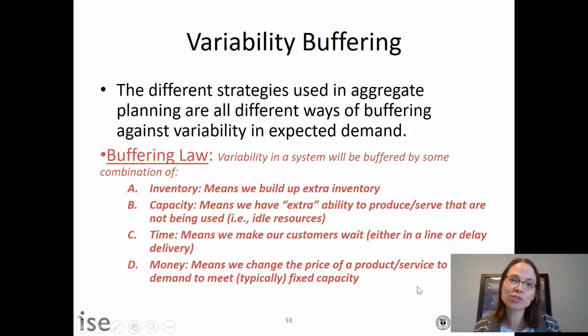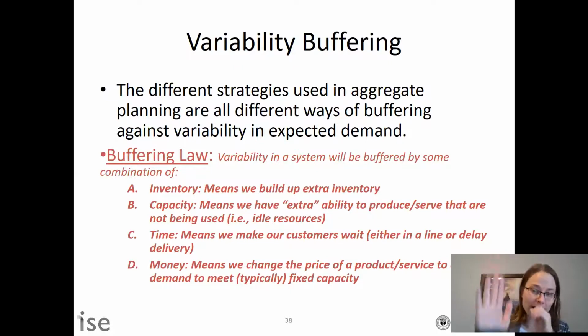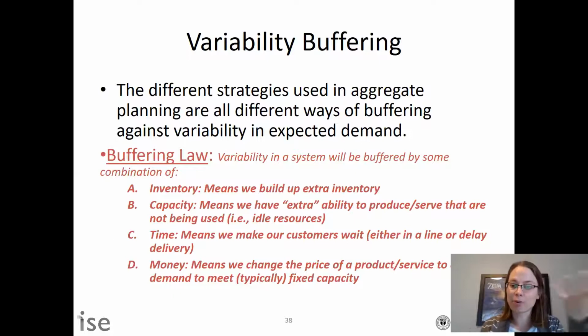You also should be able to understand these different ways of buffering. If you think about aggregate planning, really they are all different ways of buffering against variability in expected demand. So at the end, you have an answer where you say you use some inventory, maybe you have some extra capacity. If you think about your Excel Solver sheets, in your constraints the right-hand side is your capacity, and the left-hand side would be like your production each month.